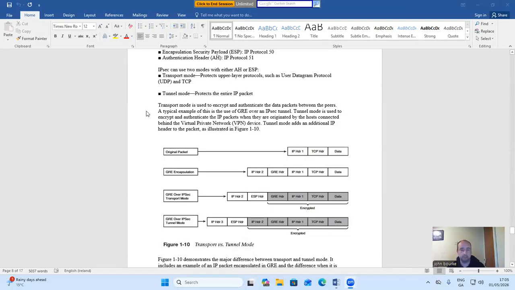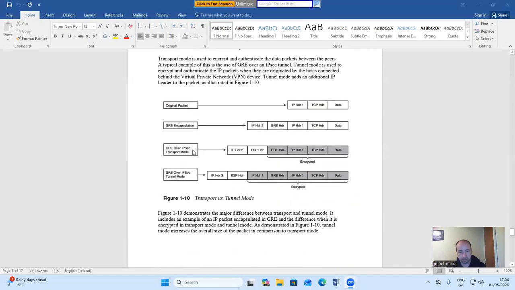Transport mode is used to encrypt and authenticate the data packets between the peers. A typical example of this is the use of GRE over an IPsec tunnel. Tunnel mode is used to encrypt and authenticate the IP packets when they are originated by the host connected behind the virtual private network, VPN, device. Tunnel mode adds an additional IP header to the packet as illustrated in figure 1.10, as you can see here.